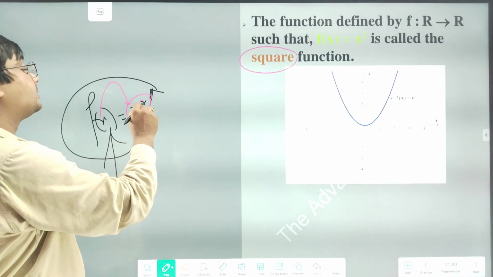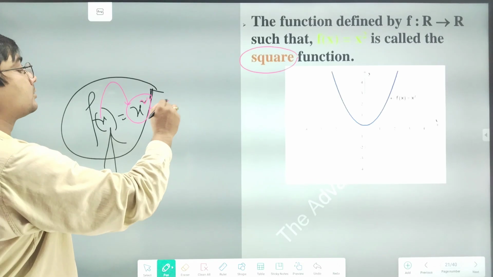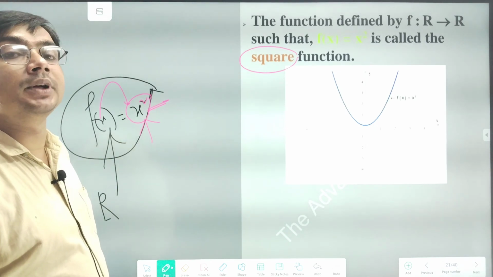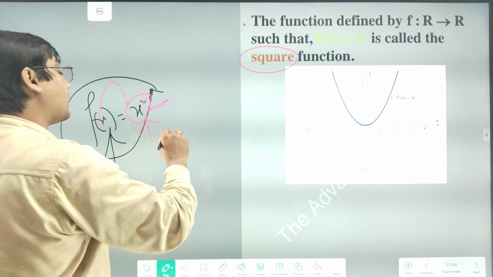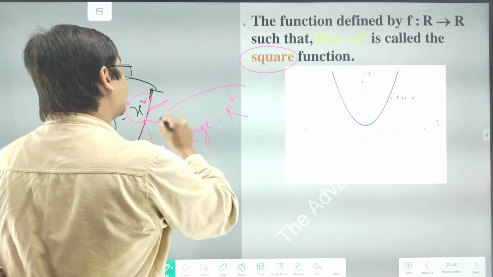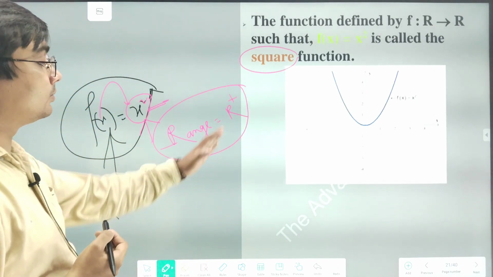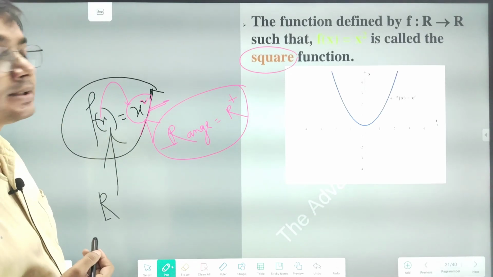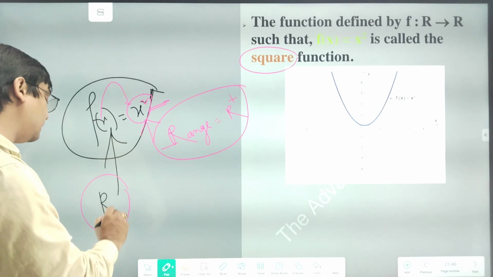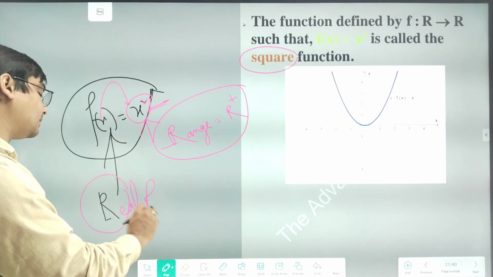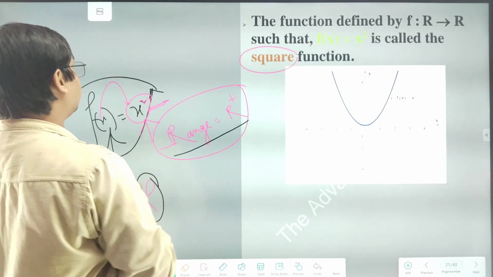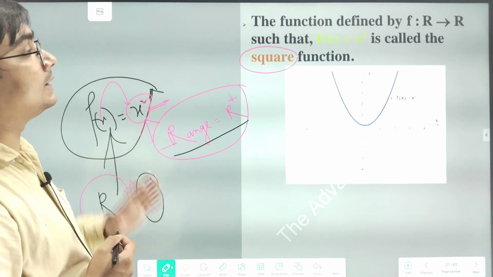Why? Because here you see, put in anything, minus or plus, it will make it a square. So the image will always be a positive value. That means the range of this function will be R plus, the set of non-negative real numbers will be the range of this function. Yes, so you have to remember also the domain and range of this function. So domain will be real number, that means R. Yes, R will be the domain, and R plus will be the range of this square function.